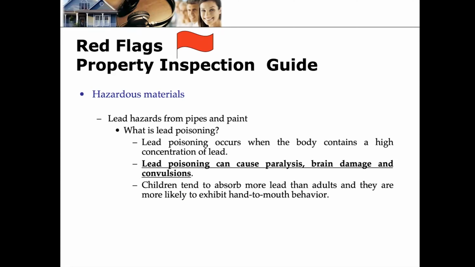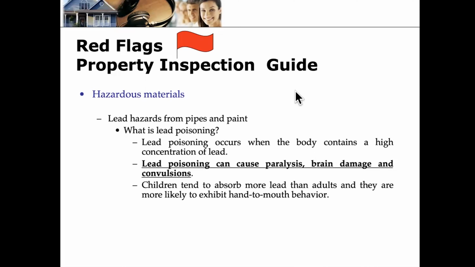What is lead poisoning? Well, other than taking your bullet out and killing an animal, that lead will kill them. We're not talking about that, though. We're talking about lead poisoning that occurs when the body contains a high concentration of lead. Lead poisoning can cause paralysis, brain damage, and convulsions.